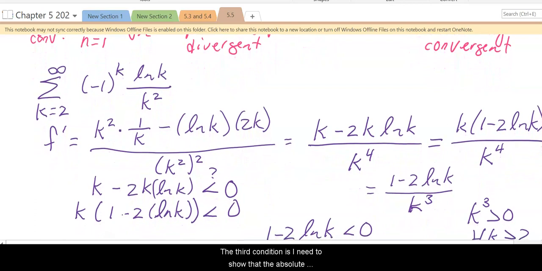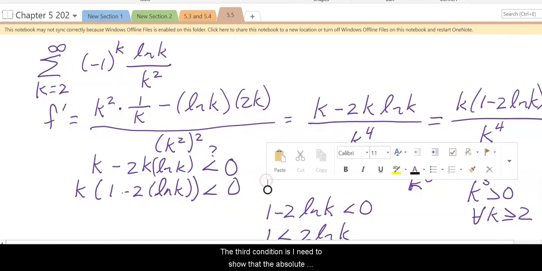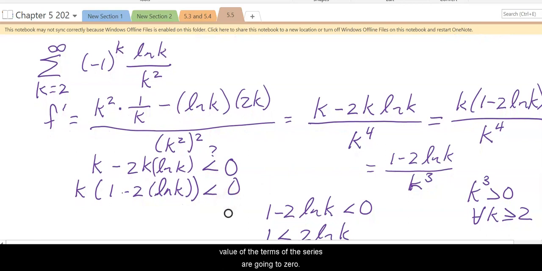The third condition is I need to show that the absolute value of the terms of the series are going to 0.